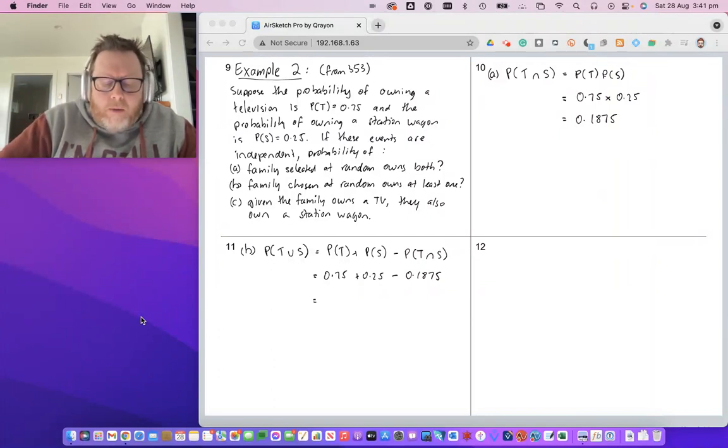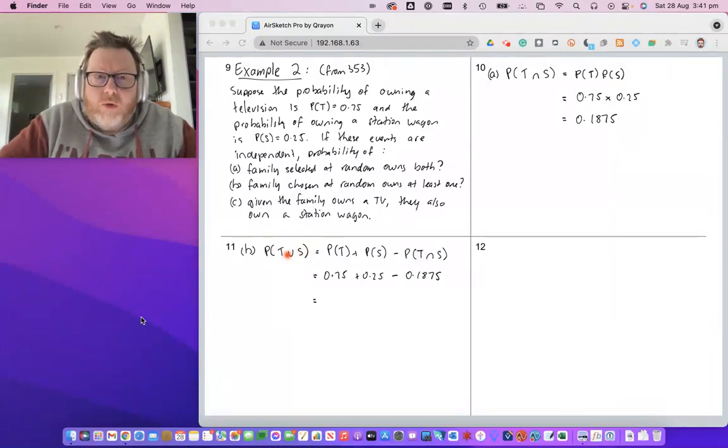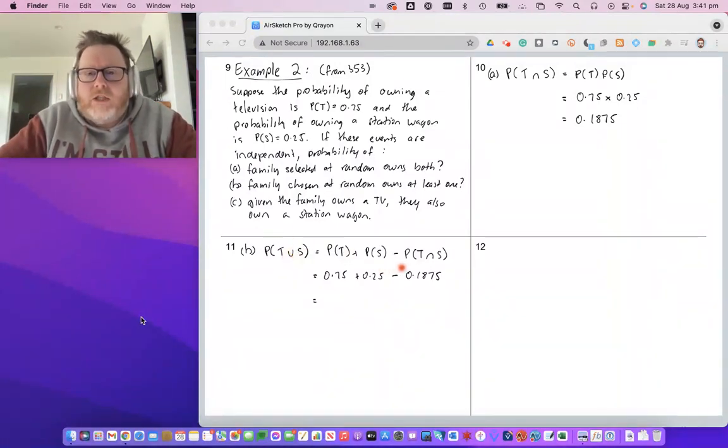But it might be worth pointing out that this is fairly common, in that you might be asked to work out the probability of T union S, and you're told they're independent. So you would just replace this statement here with the probability of T times the probability of S, and then work it out. It's just that in this question, it's already been calculated in part A, so we don't need to do it. But yeah, you could effectively just replace that with that.